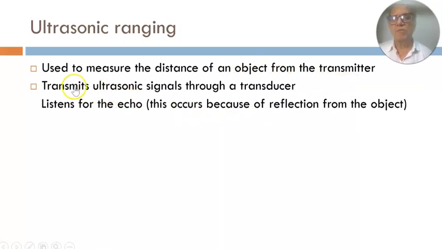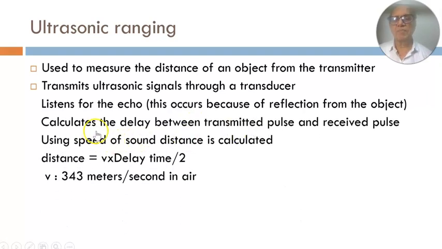We transmit an ultrasonic signal through a transducer. So what we do is we generate a periodic signal electronically and then connect it to a transducer, which could be a piezoelectric crystal. It will convert it into a pressure wave, and that is transmitted through the air. And then the electronics listens for the echo. This will occur because of the reflection from the object. So you have a transmitter, you transmit the ultrasonic wave, it hits the object, gets reflected, and the receiver picks it up. So that is the basic technique.